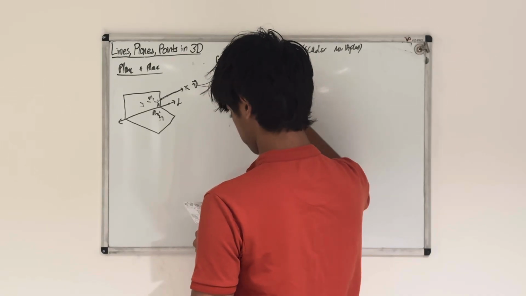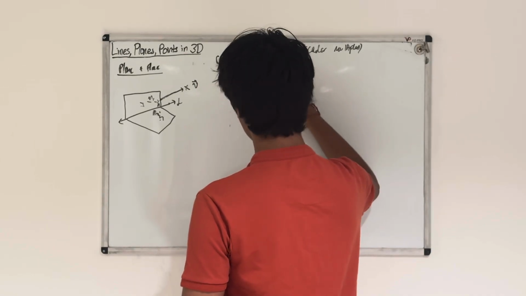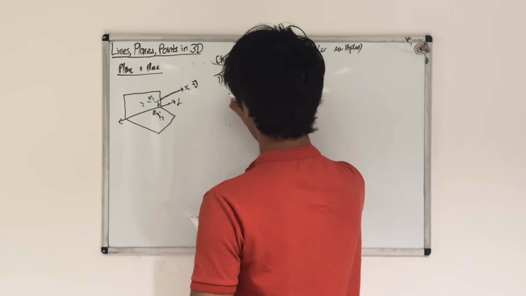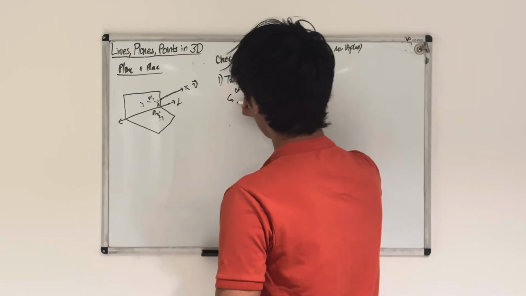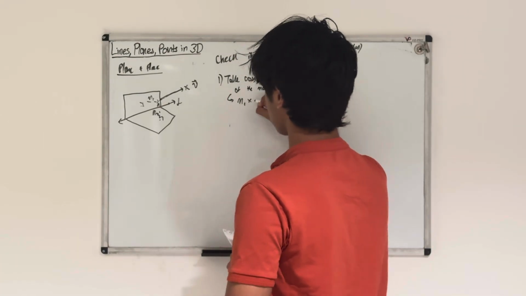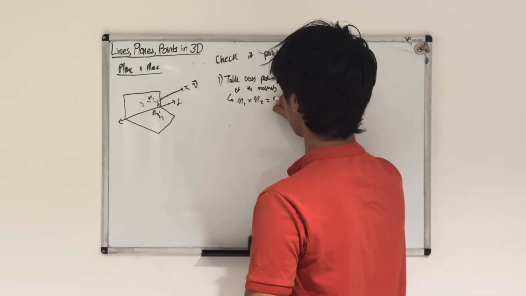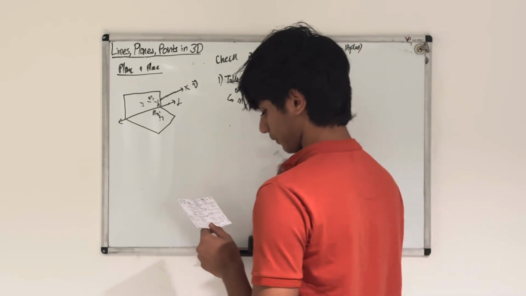So the first step when you're doing this is to take the cross product of the normals. Just to write that out, normal 1 cross normal 2 gives us our vector v.